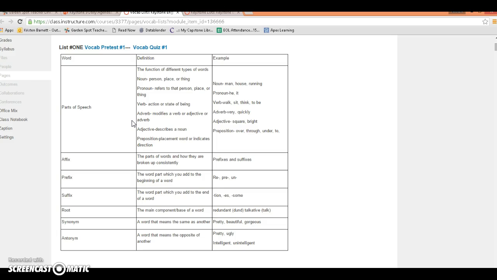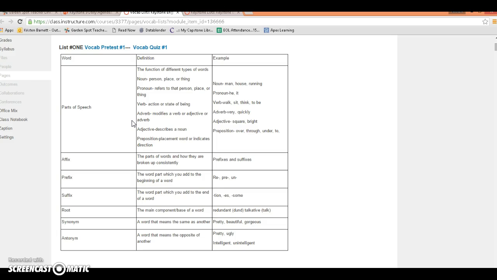Alright, next, an affix is the general category of all the parts of words, how they are consistently broken up. Normally a word consists of a root, which is the main component, the main base. Sometimes you put something in front of it, like a prefix, a word that you add to the beginning of another word, like re, such as redundant, or pre, such as prepare. And then a suffix you could add to the end of a word, such as tion, like redemption, or hesitation.